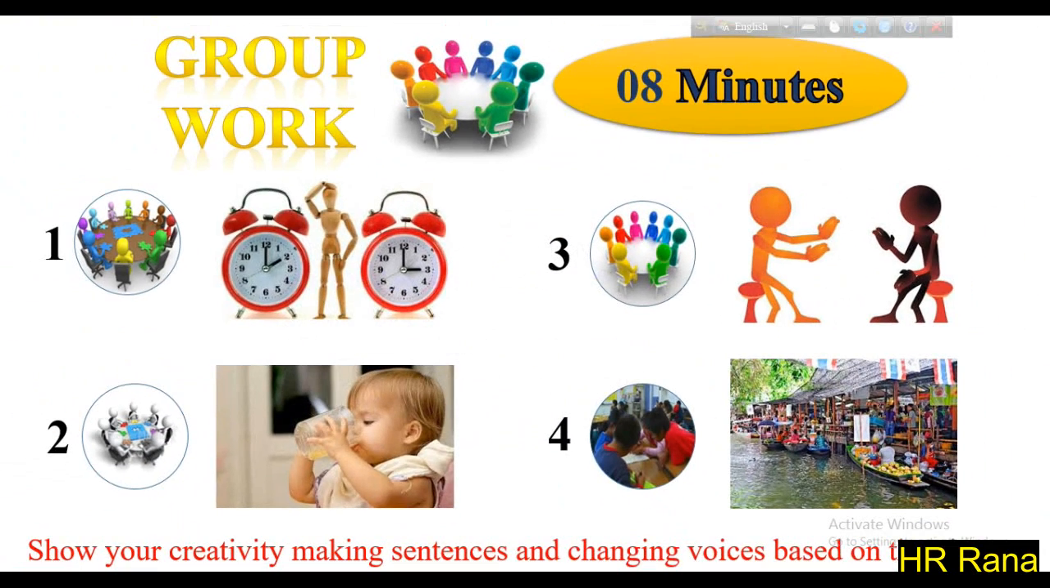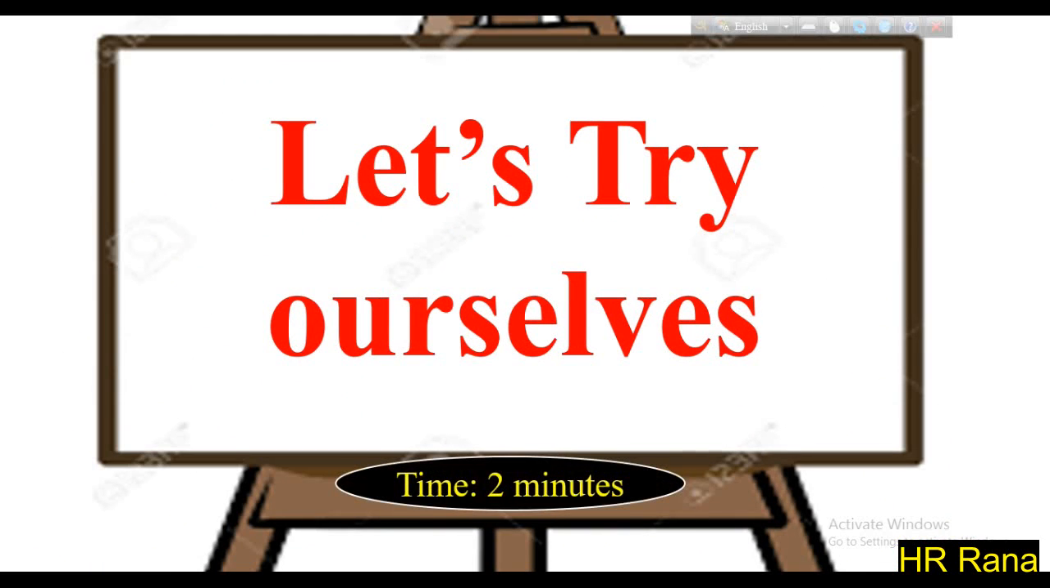Okay. Now group work. There are 4 groups. Each group has been given a photo. According to the photo, show your creativity, making sentences and changing voice based on the photos. Each group will make a minimum of 2 sentences and change them into passive voice. Right, now start your activity, and I'll monitor the class, and you will present your activity after 8 minutes. Okay, now you try. Okay, let's try ourselves just for 2 minutes.